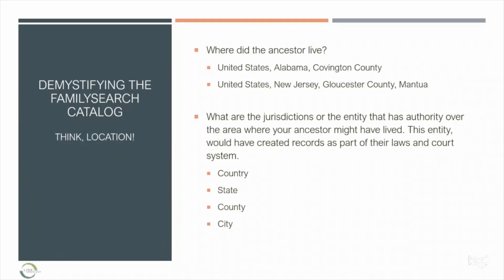So first thing you need to know is where they lived, because that's how the catalog is organized. So if you don't know what county they lived in, it might be difficult to zone in on specific records for your ancestor if all you know is the state. So you really want to try to figure out what counties they lived in or what counties they might have lived in. And if you can, figure out what city or municipality they lived in.